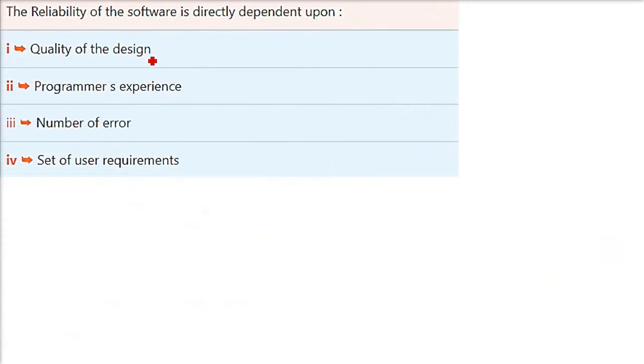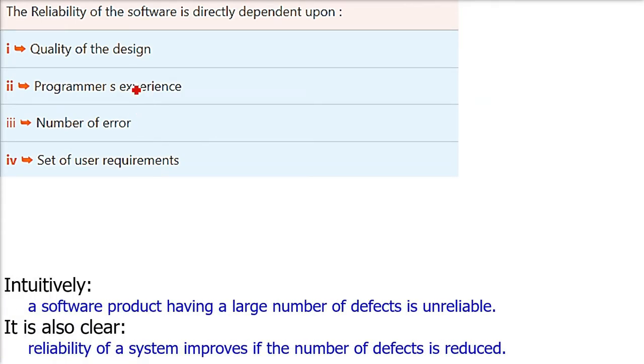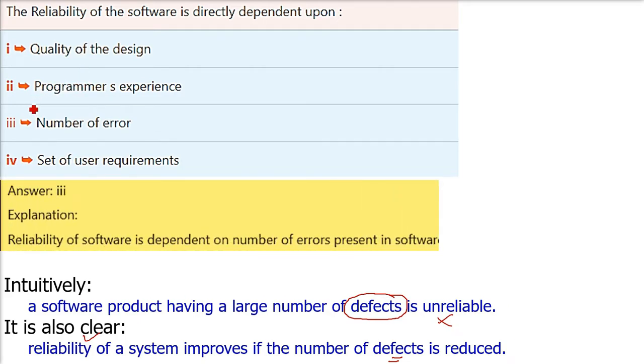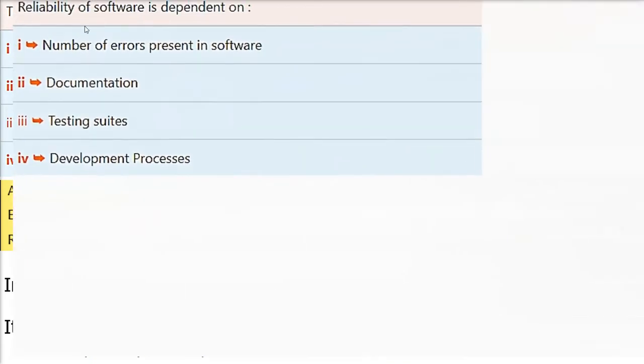Now you'll see 3 questions in the same way. Answers are the same. So the reliability of the software is directly dependent on what? Now you can answer. A software product having a large number of defects is unreliable. So whenever you remove these defects, the reliability increases. So the answer here is number of errors. The reliability of the software directly depends on the number of errors.